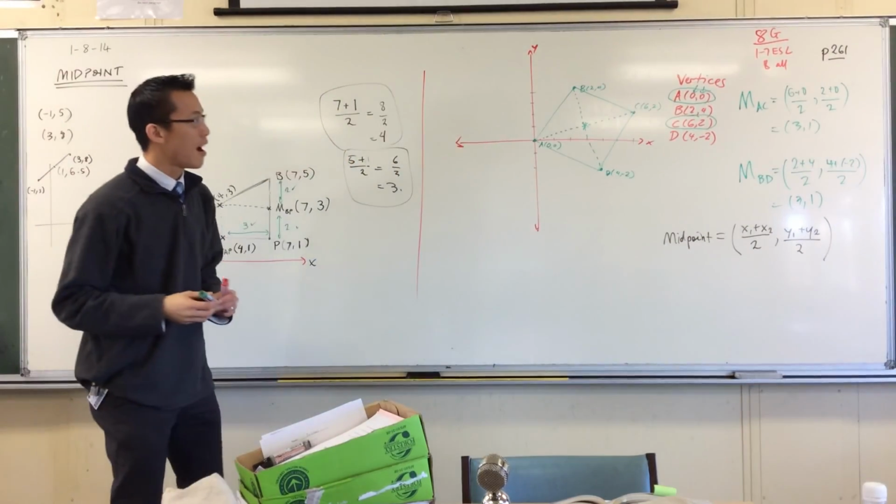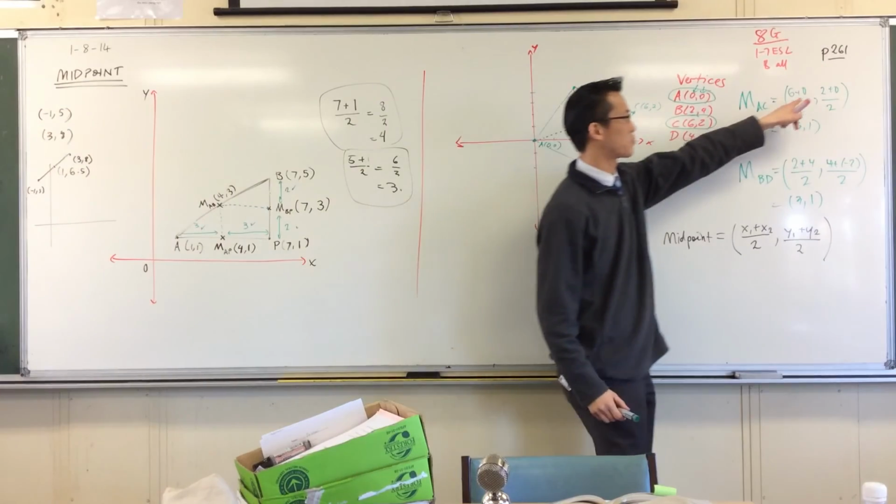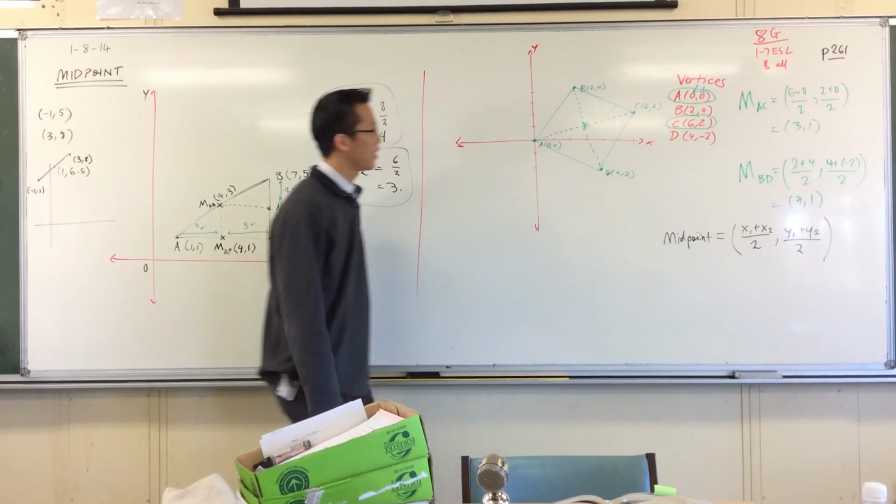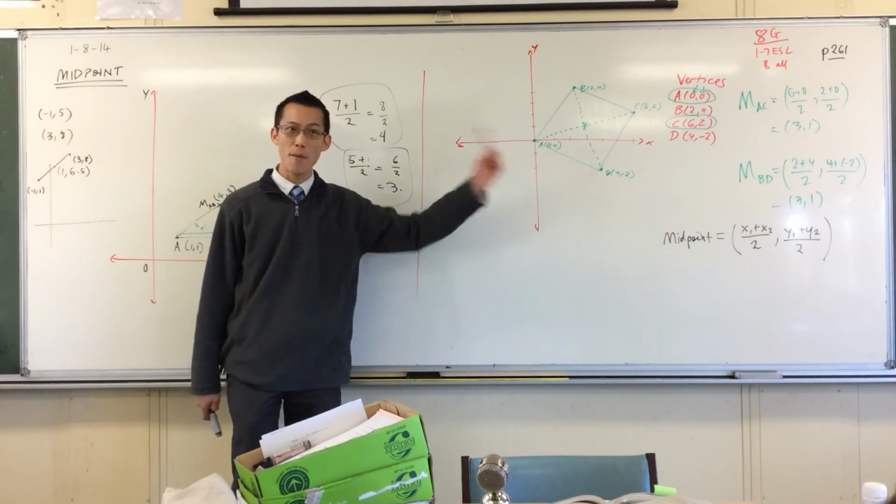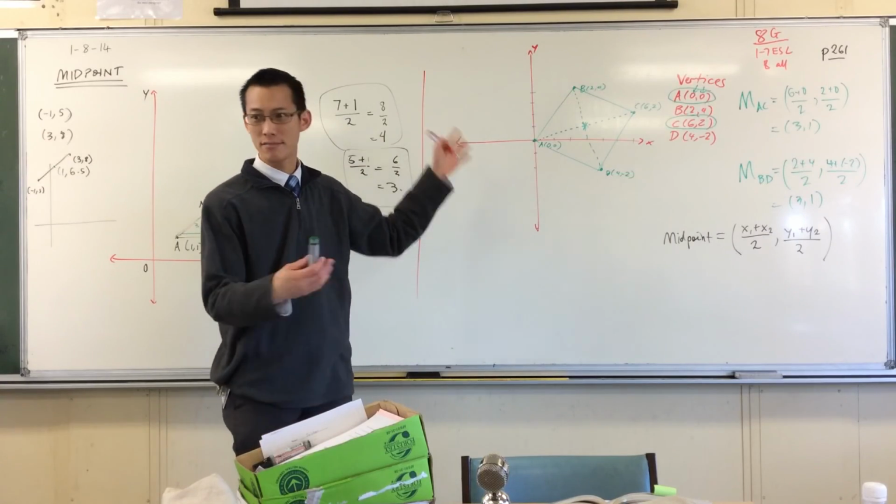Okay? But AC is a better choice because it's got zeros in it. Okay? So diagram, super helpful, not necessary, but you can do it.